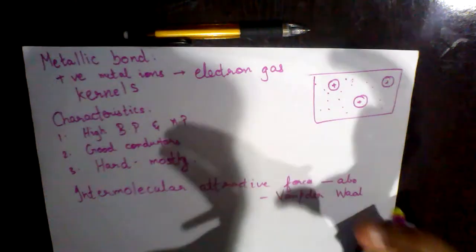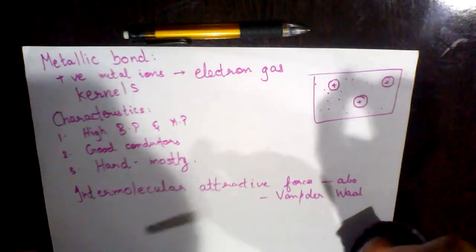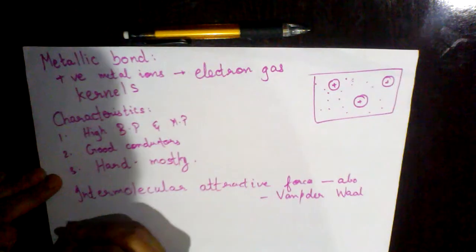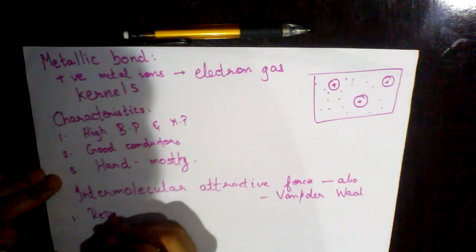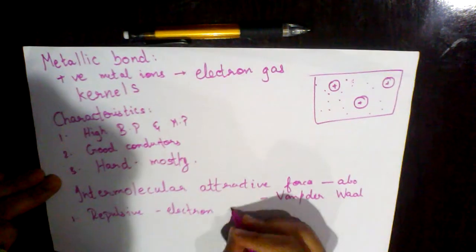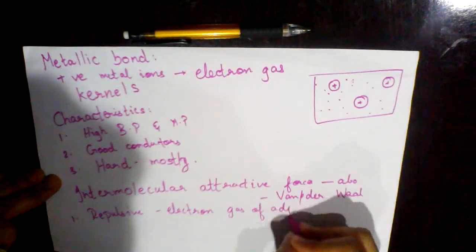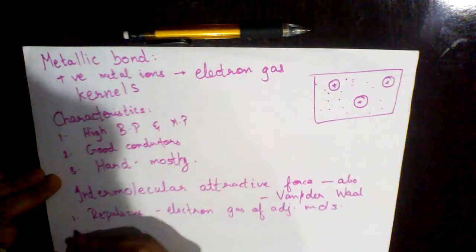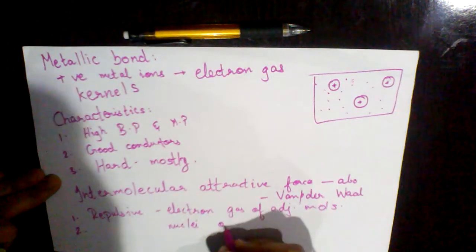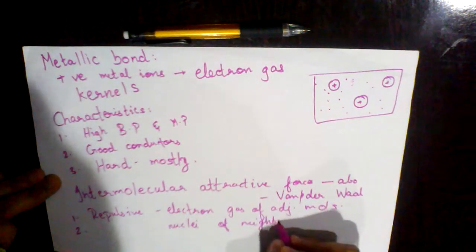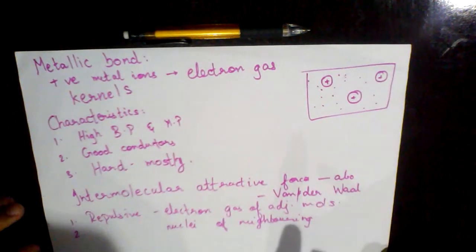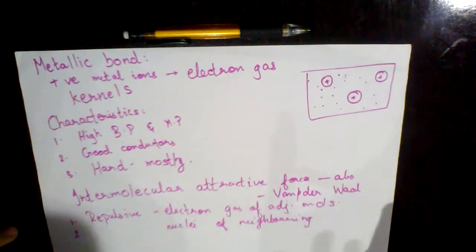Now what causes the repulsion? It is the repulsive force between electron clouds of adjacent molecules. I'll write it down: repulsive force between electron clouds, electron gas of adjacent molecules, and secondly, repulsion between nuclei of neighboring atoms. However, the attractive forces are stronger than the repulsive forces.